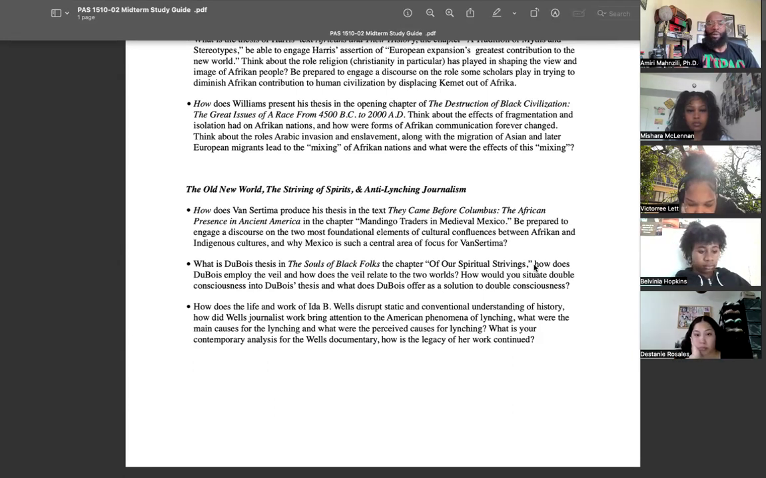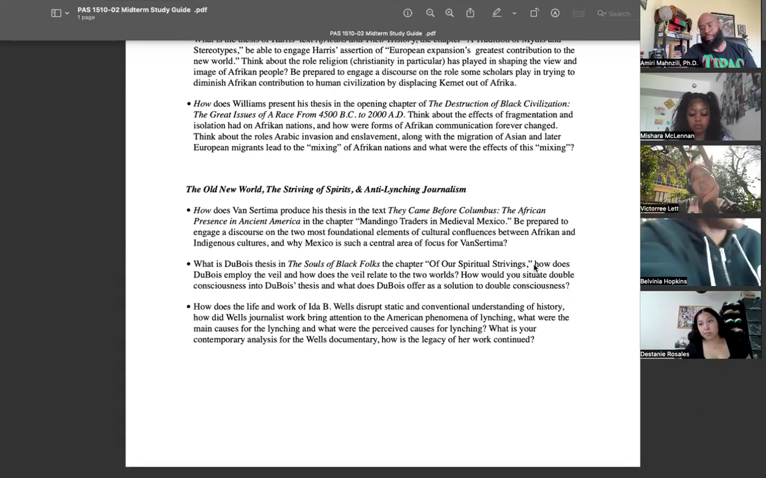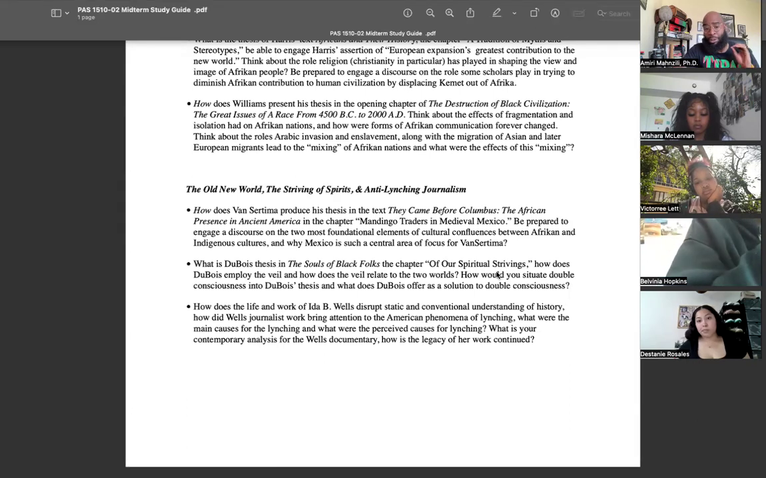And then not only how does he use the veil, but how does the veil relate to the two worlds, right? So we know that Du Bois uses the veil as a sort of demarcator, right? As a sort of border or bifurcation device, something that will separate two things. And that's how he's using the veil. That's how he's employing the veil. That's the work that the veil does. But how the veil relates to the two worlds is it separates the two worlds, right?